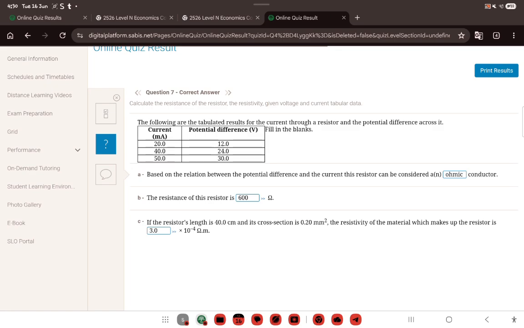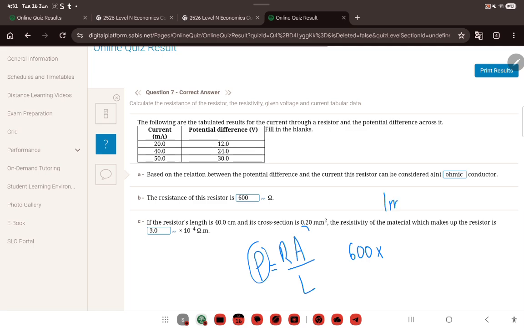If the resistor's length is 40 centimeters and its cross section is 0.2 square millimeters, the resistivity of the material which makes up the resistor is something ohm meters. They want the resistivity. There's a formula. Resistivity is equal to the resistance times the cross section area divided by the length. We found the resistance in part B. We do 600 times 0.2. We need to convert it to meter squared.